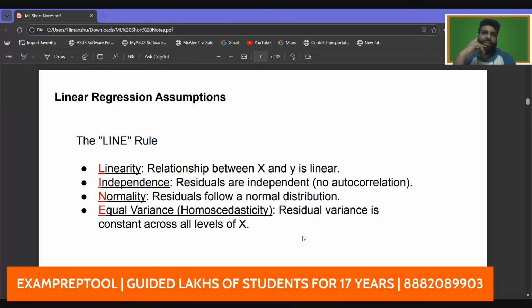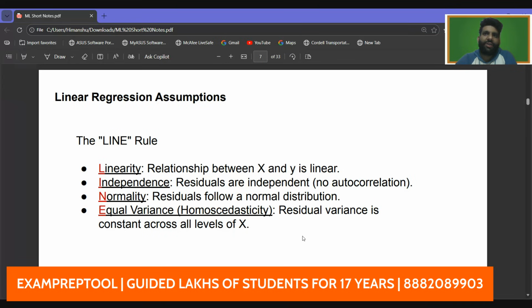Is it possible to get an error of, let's suppose, 100? It's possible, but the possibility of that should be very less, on either side. So that's how we are saying normal distribution, because most of the time the error should be around zero only, so it should follow a normal distribution there. Equal variance, very important.